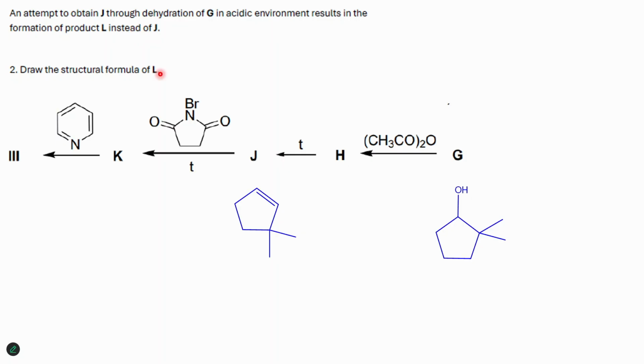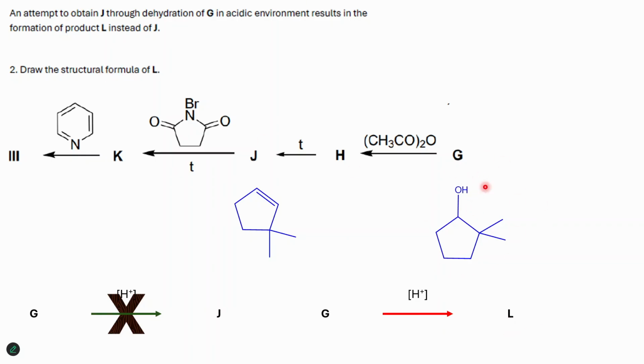So I go back to the part of the synthesis where we had J and G. And this is J. And what happened here is that they wanted to try to get compound J, this one, from G using acidic environment. So I'm just going to show it as hydrogen plus, but it didn't work. Instead, when you take G in acidic environment, you got L. Now we need to draw a structure for L.